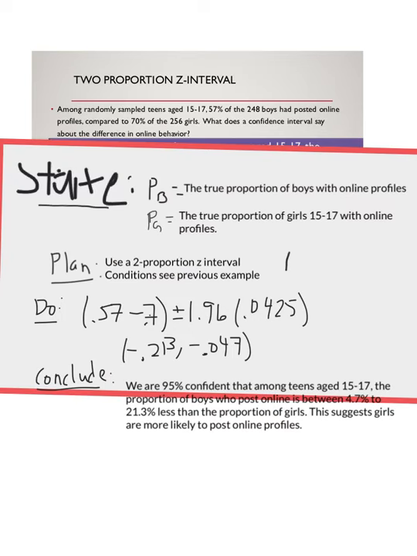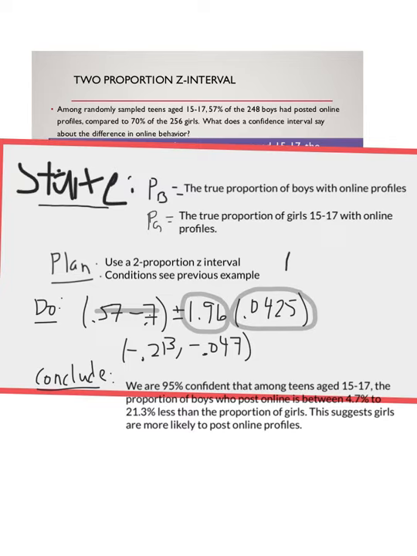So for our state, we're going to say p sub B is the proportion of boys with online profiles. And for p sub G, we're going to say the true proportion of girls age 15 to 17 with online profiles. Our name of our inference procedure is a two-proportion z interval. Our conditions we did previously. For our do step, we're going to take our proportion for boys minus the proportion for girls. The 1.96 comes from a 95% confidence interval, and the 0.0425 is the standard error we found earlier.